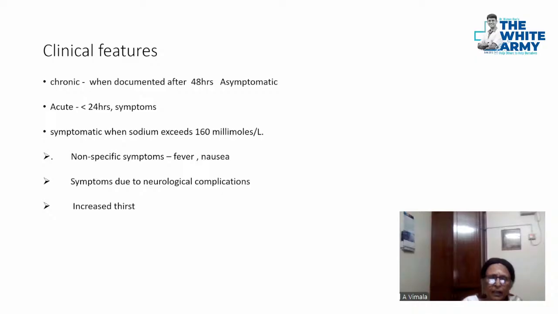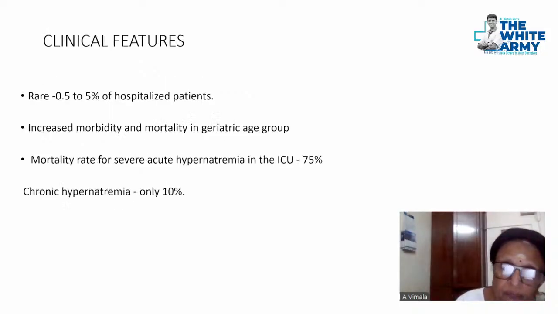It can be fever, nausea. It can be due to neurological complications. The patient may also complain of increased thirst. It is not as common as hyponatremia, but it occurs in 0.5 to 5% of hospitalized patients. Increased morbidity and mortality in the geriatric age group for the reasons stated above, because they are not complaining of thirst and they are not able to satisfy their thirst by taking free water.